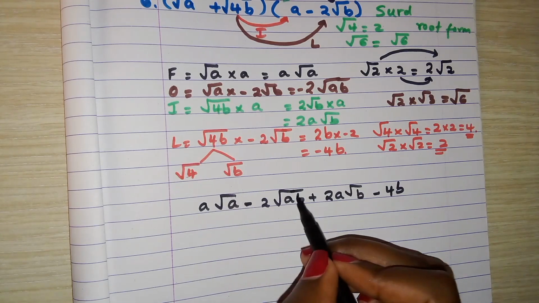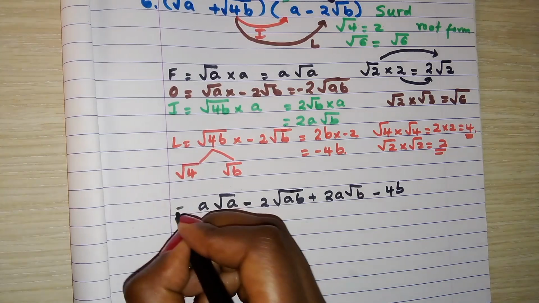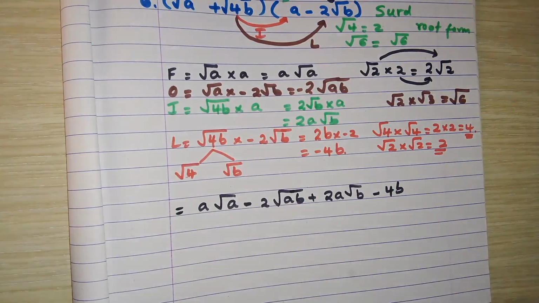So root a, root ab, root 4, and then b. There's no like term, so that will be the answer.